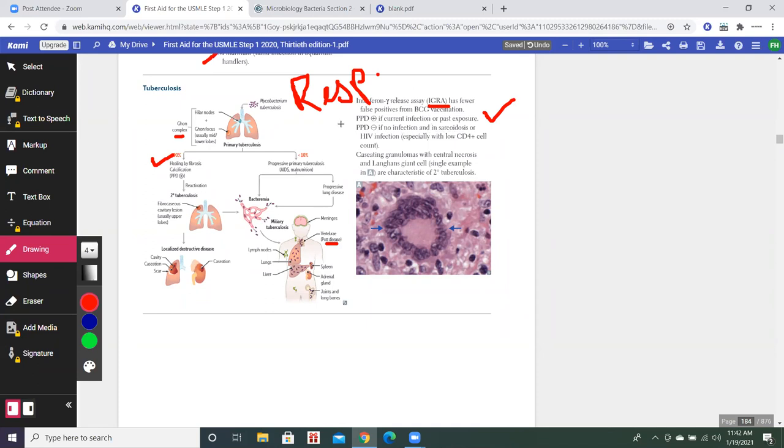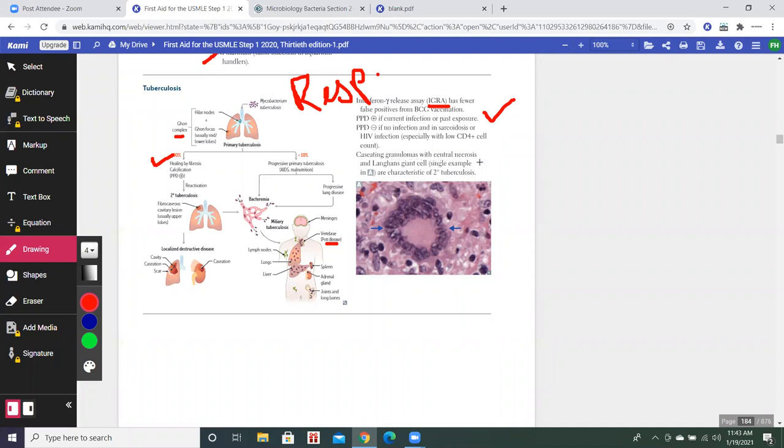PPD is not very commonly tested in USMLE Step 1, that is for sure. But PPD, purified protein derivative, is basically a screening test where we see the area of induration in the skin after we inject PPD. If a patient has tuberculosis infection, it will be more than 10 millimeters. If it's negative, it will be less than 10 millimeters. But we don't usually do this sort of screening test anywhere anymore. So it's not commonly tested. So don't worry about this.